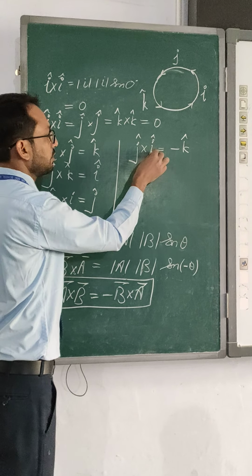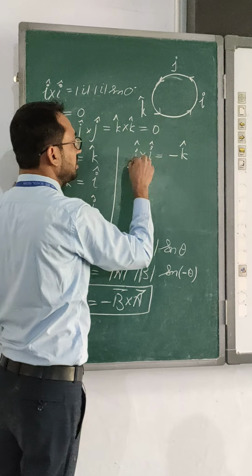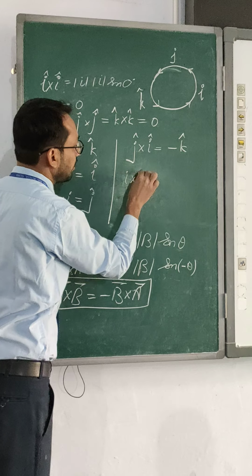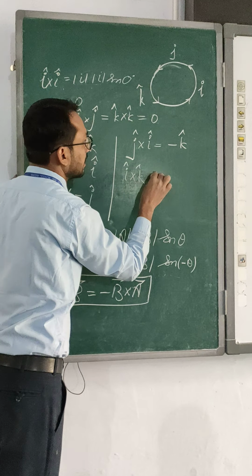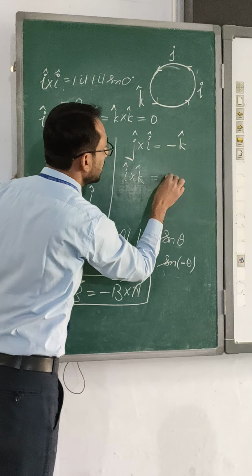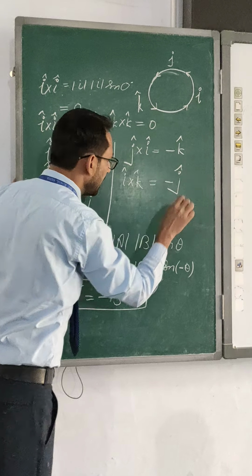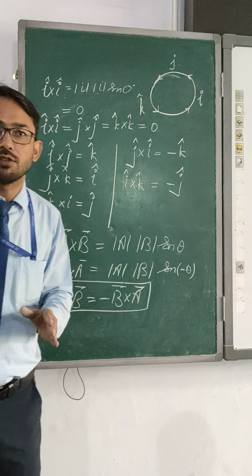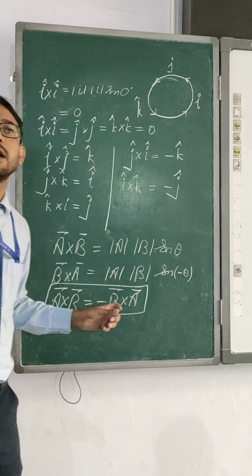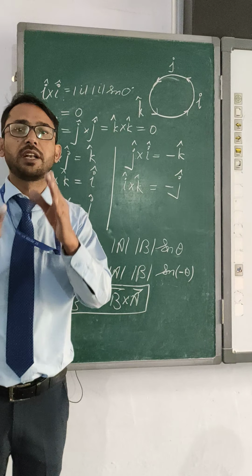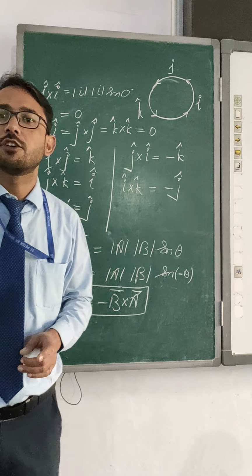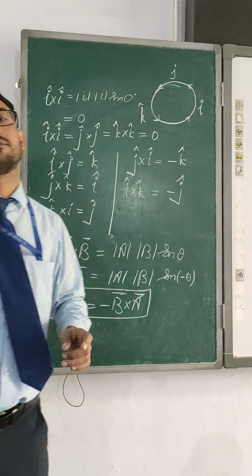That is also the reason for this. Same as, if I go I cross K, then I cross K will give me minus J. Similarly, you can do it for the others also. Now I can say the dot product obeys the commutative law, whereas the cross product does not obey the commutative law.